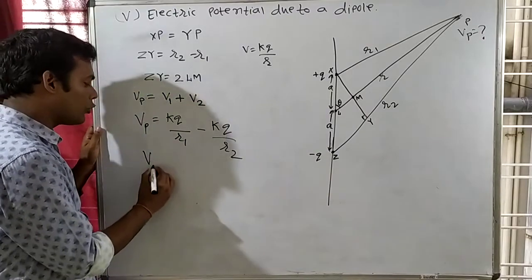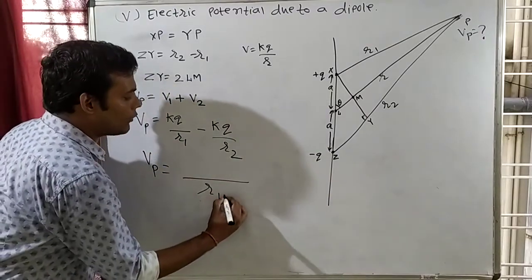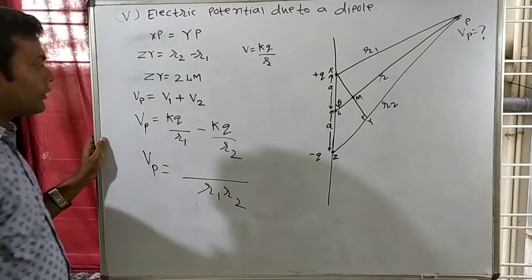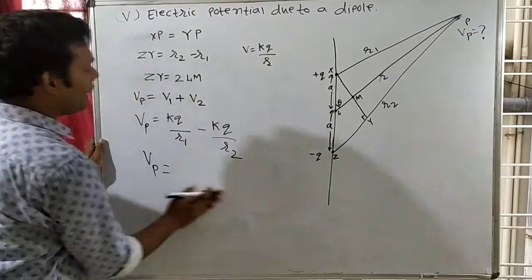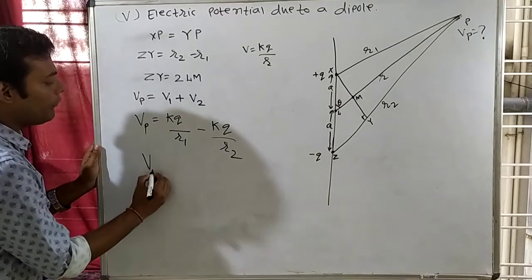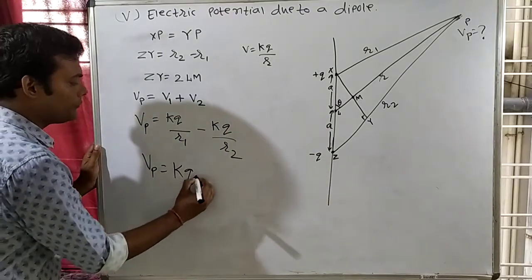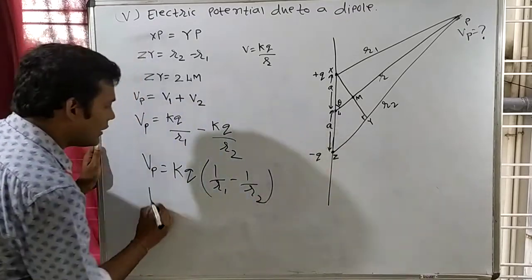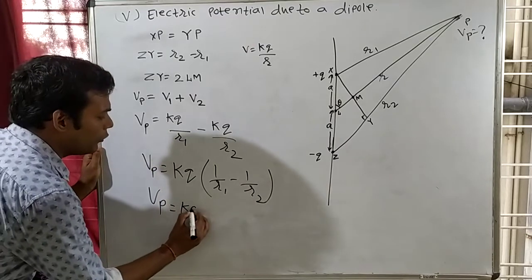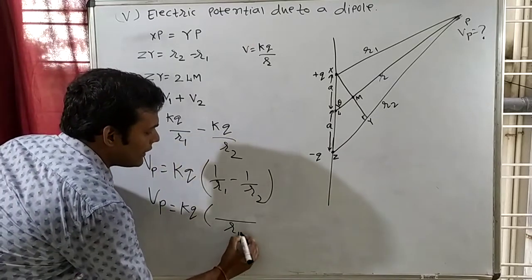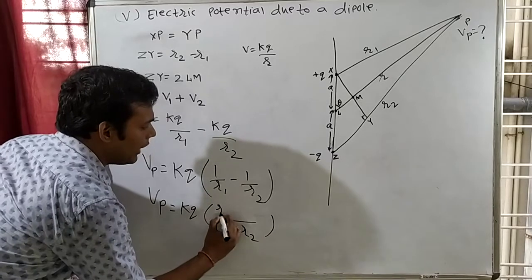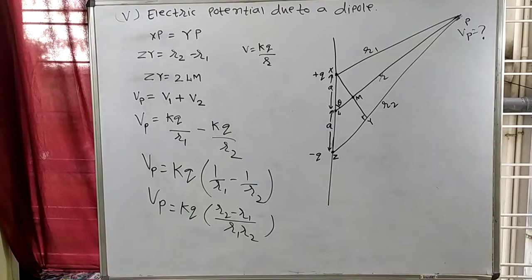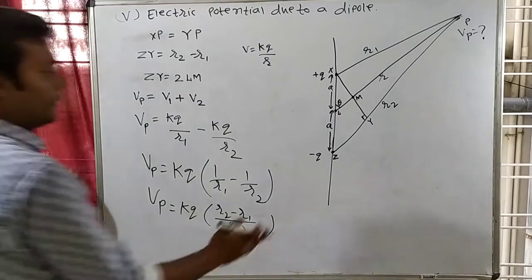Now take the LCM. Total potential at point P will be how much? R1 R2, and here is R1, so here will be R2. Achha, take something common. KQ will come common here. So Vp will be, can we write, KQ (1 by R1 minus 1 by R2)? Can we write like this? So Vp will be how much? KQ. See here, this LCM will be R1 R2 and this will be R2 minus R1, R2 minus R1.